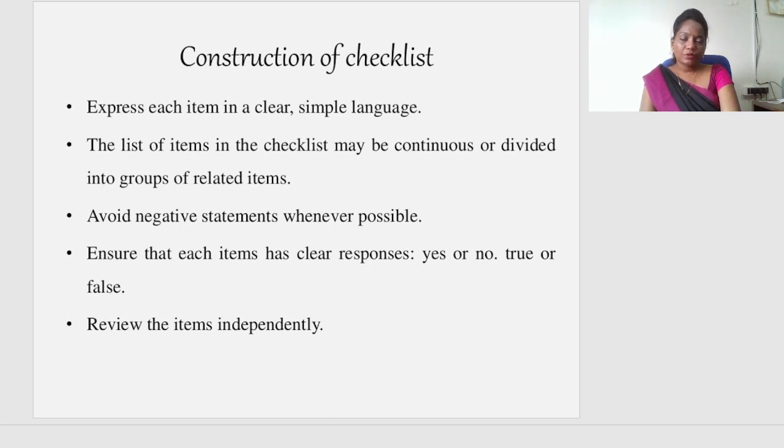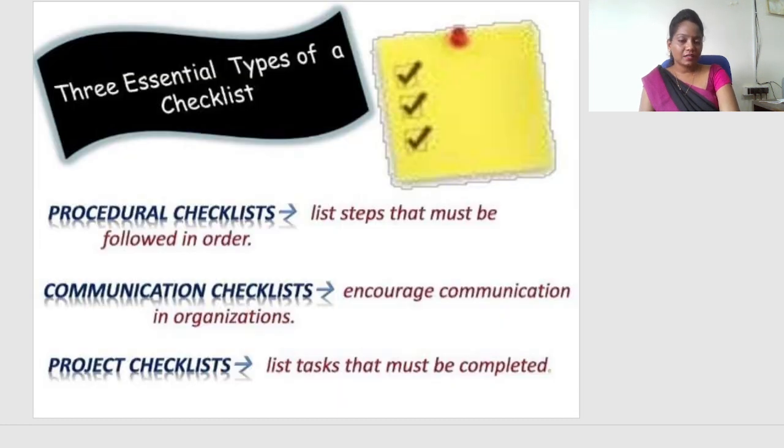Suppose you want to study diabetes and their lifestyle, and in lifestyle again there may be many subheadings, like regarding their food, their exercise, their habits. Like that you can make separate divided subgroup elements also. Avoid negative statements whenever possible and ensure that each item has a clear response, yes or no, true or false, and review the items independently. And you have to check once again whether it is correct or not.